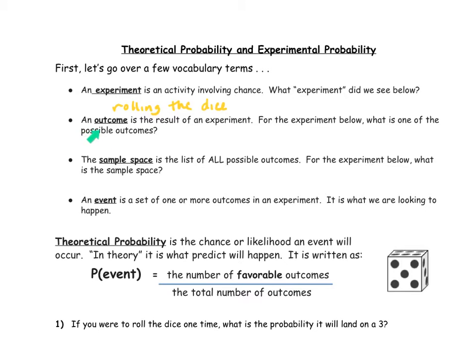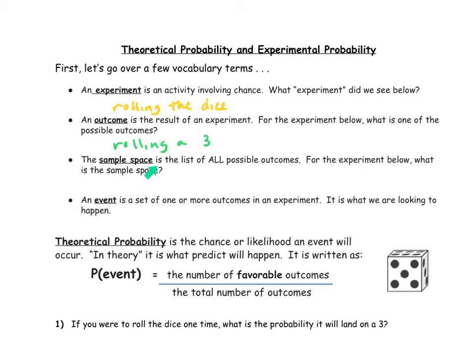Next, an outcome is the result of an experiment. For the experiment below, what is one of the possible outcomes? So if you said rolling a 5 or rolling a 4 or any of the numbers that would be on the dice, that would be correct. So you can choose whatever number you prefer. I'm going to put rolling a 3. So that's one of the possible things that could happen when we roll the dice.